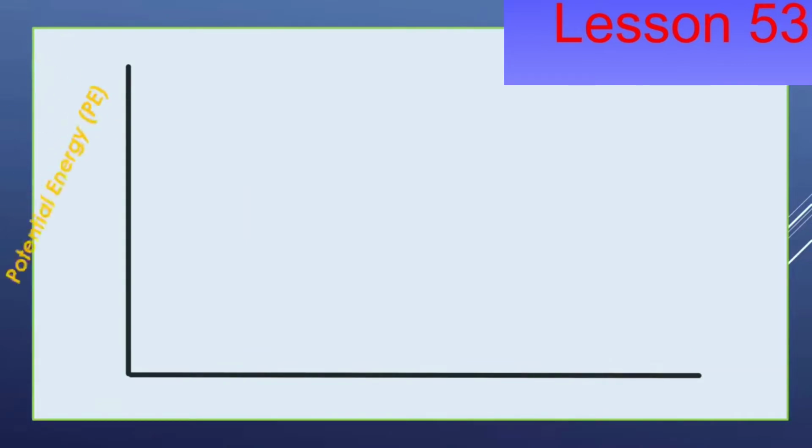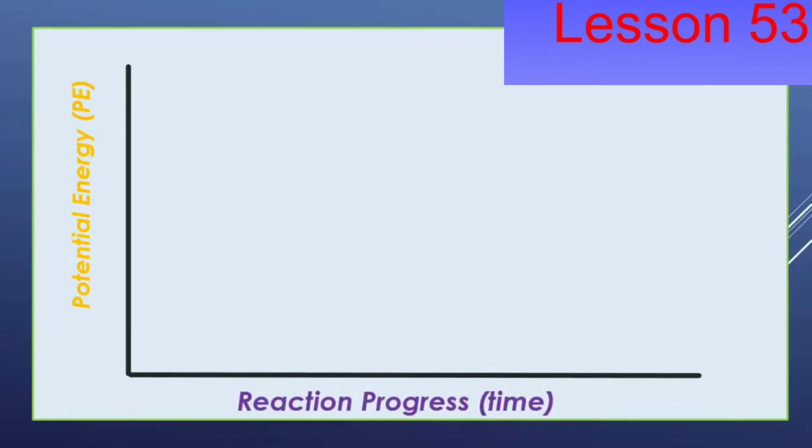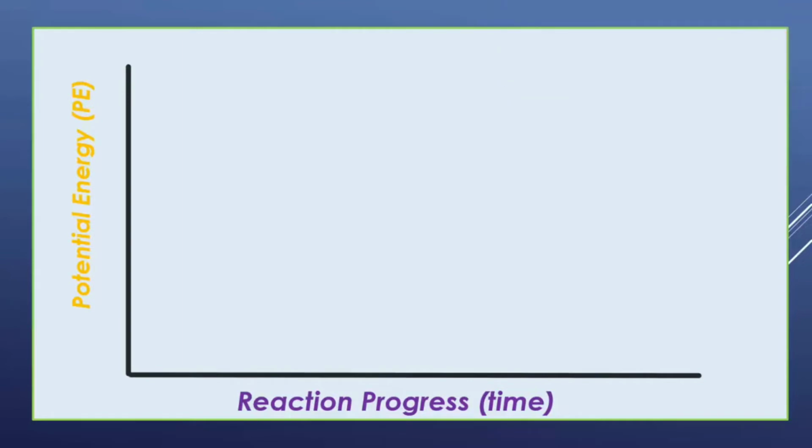On a potential energy diagram, the potential energy, also known as heat, is the y-axis, while the time, reaction progress, or reaction coordinate, all meaning the same thing, is the x-axis. We start with a little line here on the left, and this will represent the potential or stored energy in the reactants.